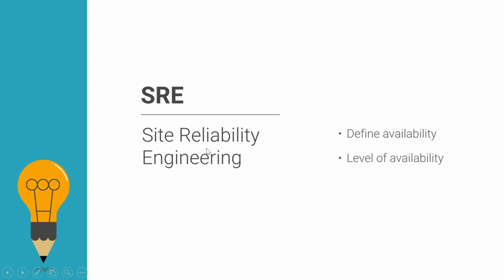So site reliability engineering defines the level of availability. Basically, in a project, we need to take care of different parameters. Either we need to take care of latency, or availability, or reliability. These are the things we need to consider before designing our SLIs, SLOs, and SLAs.